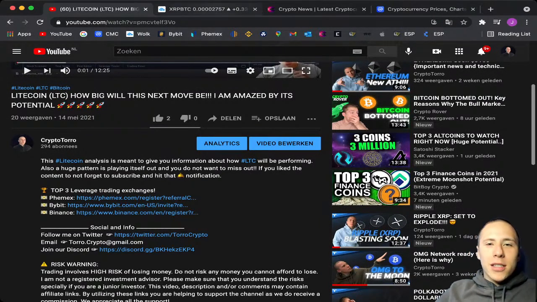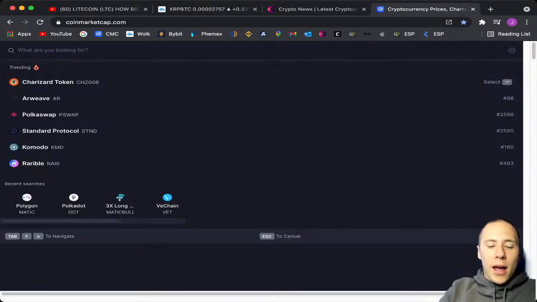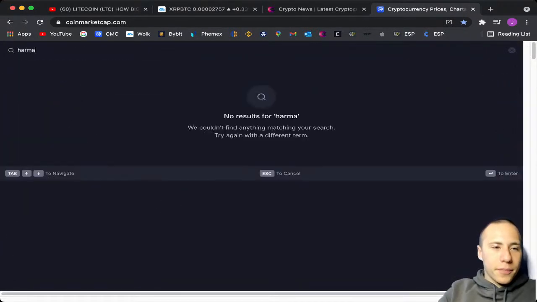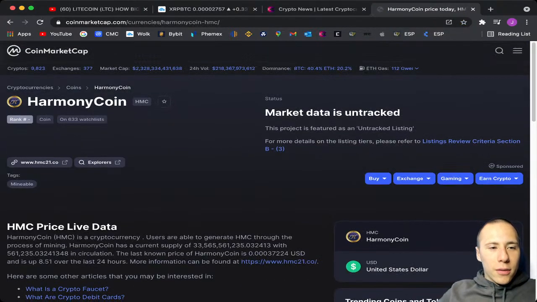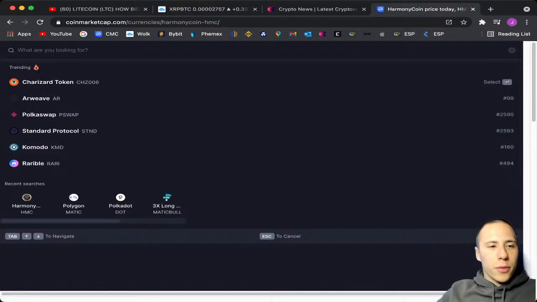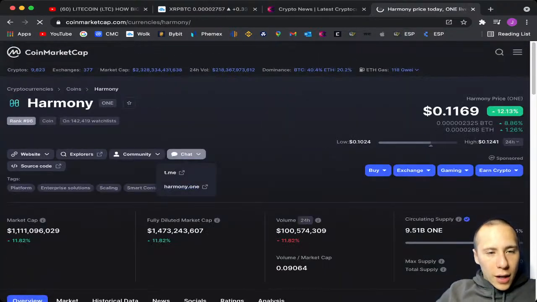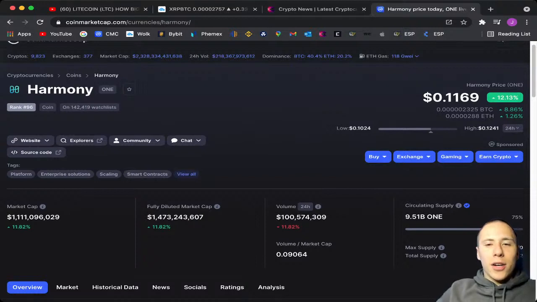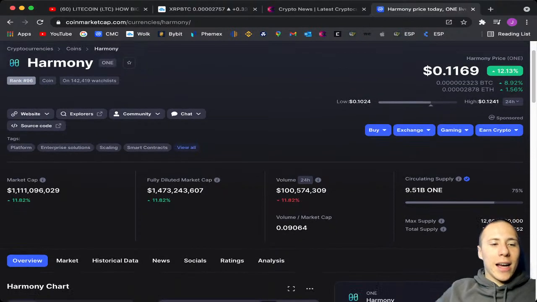So let's take a look at Harmony. First, I would like to look at Harmony on CoinMarketCap. Oh, this is not the correct one. It's this one over here. And yes, we are seeing a coin that's, of course, inside of the top 100 coins, and it has a 1 billion market cap.